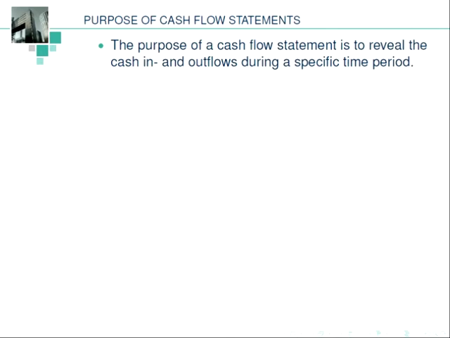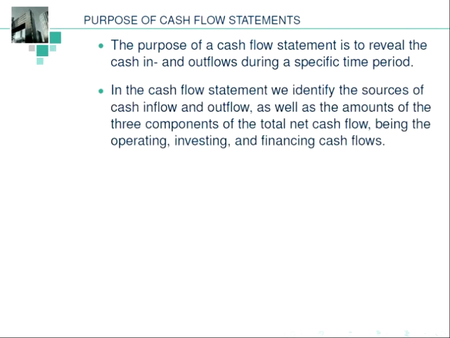The purpose of a cash flow statement is to show the cash inflows and the cash outflows during a particular time period, usually the past 1 year. In that cash flow statement, we identify both the sources of cash inflow and of cash outflow, and we also identify the amounts of the three components of that net cash inflow, and those components are the operating activities, the investing activities, and the financing activities cash flows.